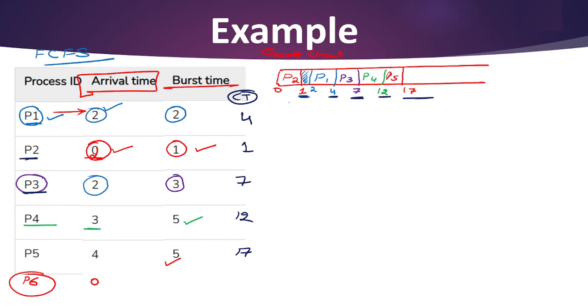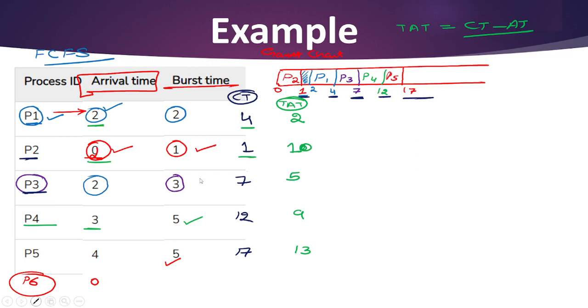Okay, after that, what you need to do is find out the turnaround time. So, what is the turnaround time? Turnaround time is completion time minus arrival time. Okay, so process P1 completes its execution at 4 and arrived at 2. So 4 minus 2 will be 2. 1 minus 0 will be 1. Next is 7 minus 2, 5. 12 minus 3 will be 9. 17 minus 4 will be 13. So this is our turnaround time.